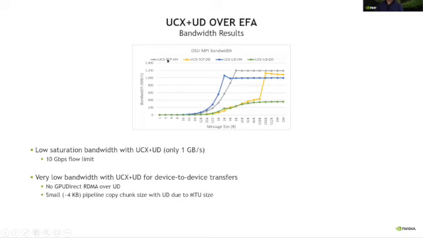Here I'm showing the OSU MPI bandwidth results, again for UCX-UD and UCX TCP, device-to-device and host-to-host. As we can see, the maximum bandwidth that we have been able to achieve with either TCP or UD is just around 1 gigabyte per second. This is mainly because of the flow limit that we have for both TCP and UD on the AWS network. We also see by this green line here that the bandwidth for device-to-device communications with UD is very low, which is for the same reasons that I explained on the previous slide.